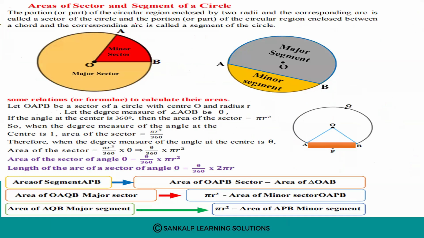The portion of the circle region enclosed by 2 radii and the corresponding arc is called a sector of the circle, and the portion of a circular region enclosed between a chord and the corresponding arc is called the segment of a circle. Right. Next, some relations to calculate their areas. Area related to sector. Let OAPB. See, consider this is OAPB.